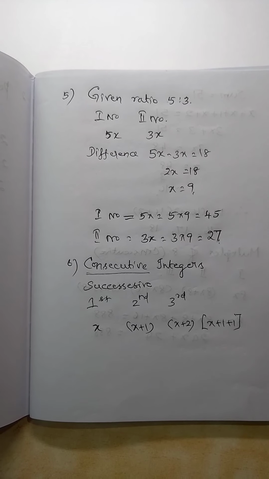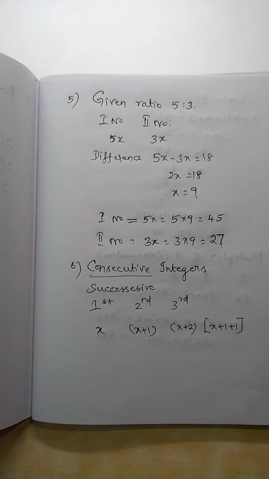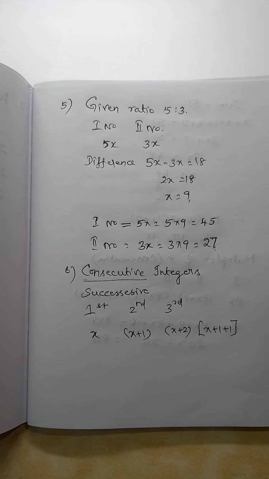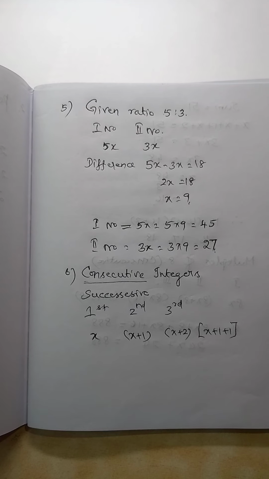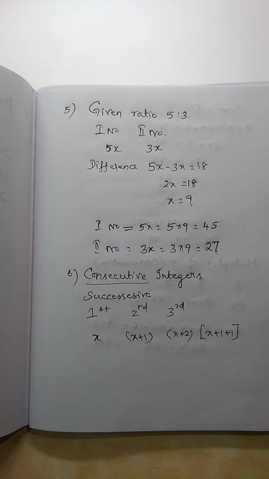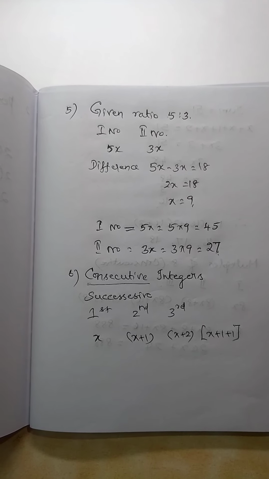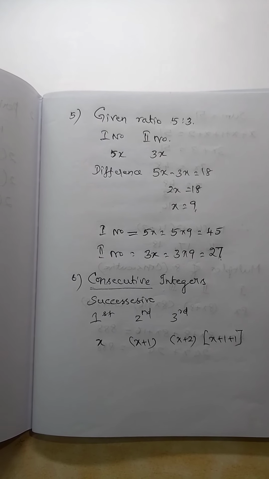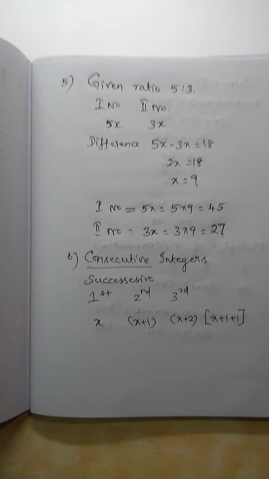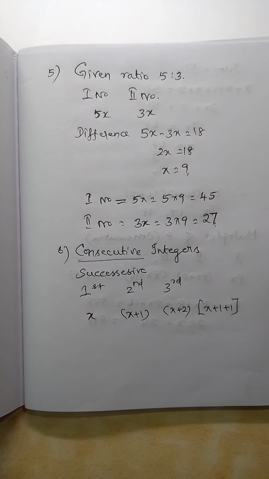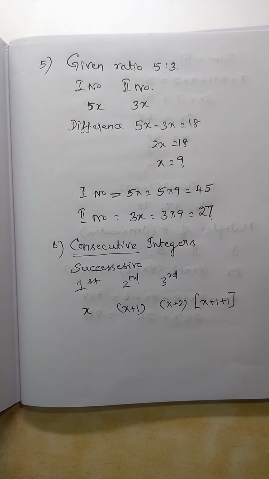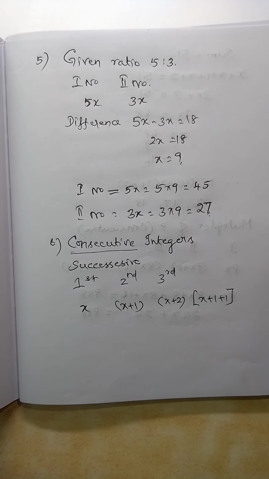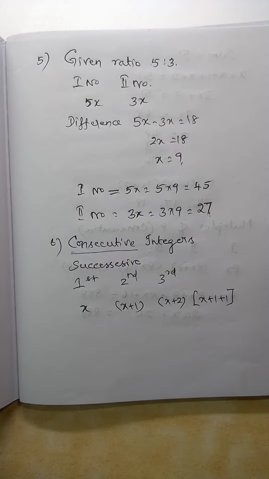Now we go to the sixth question of this exercise. 3 consecutive integers add up to 51. What are these integers? Right, you know the meaning of the word consecutive is nothing but successive, right? So we take the 3 consecutive integers as follows. The first one as x, the second one is x plus 1, the next integer. The third one is x plus 1 plus 1, which is nothing but x plus 2.